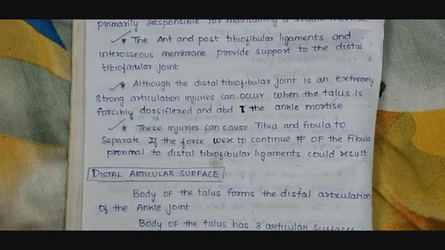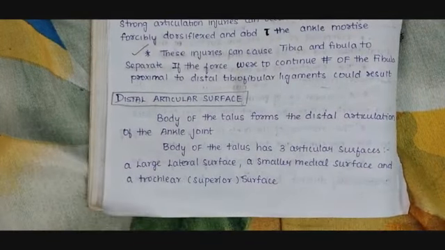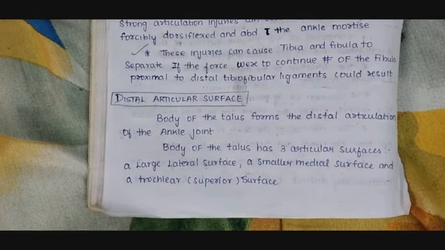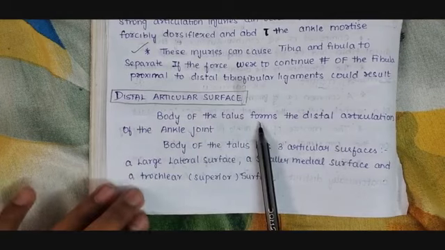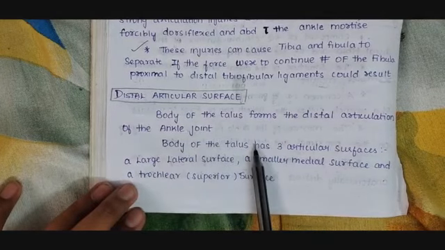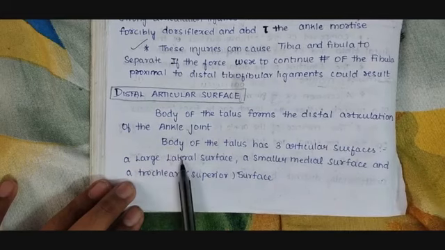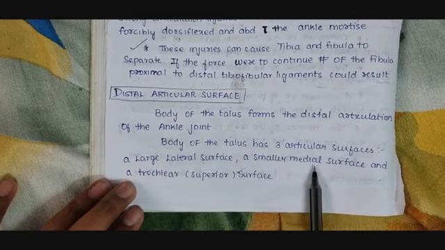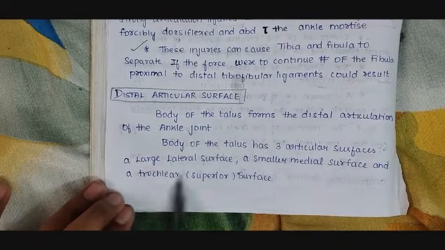Okay, now let us discuss the distal articular surfaces. Hopefully you remember the proximal articular surfaces, which are the concave surface of the distal tibia, and the tibial and fibular malleoli. Now the distal articular surface is the body of the talus. The body of the talus has three articular surfaces: a large lateral surface, a smaller medial surface, and a superior surface which is known as the trochlear surface.